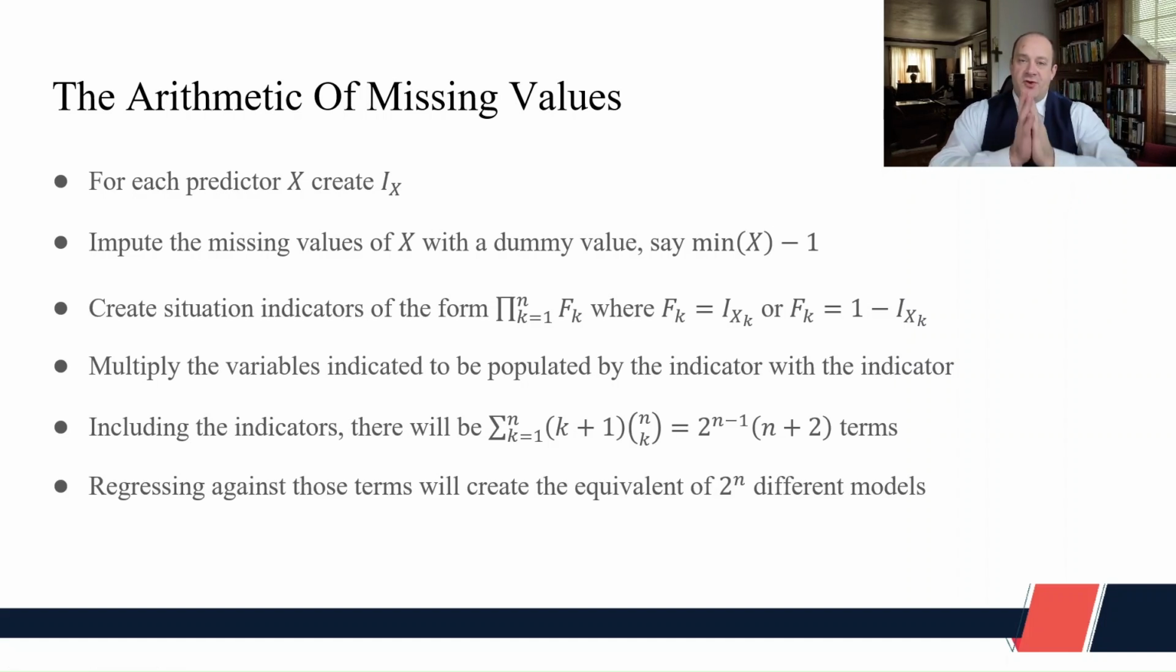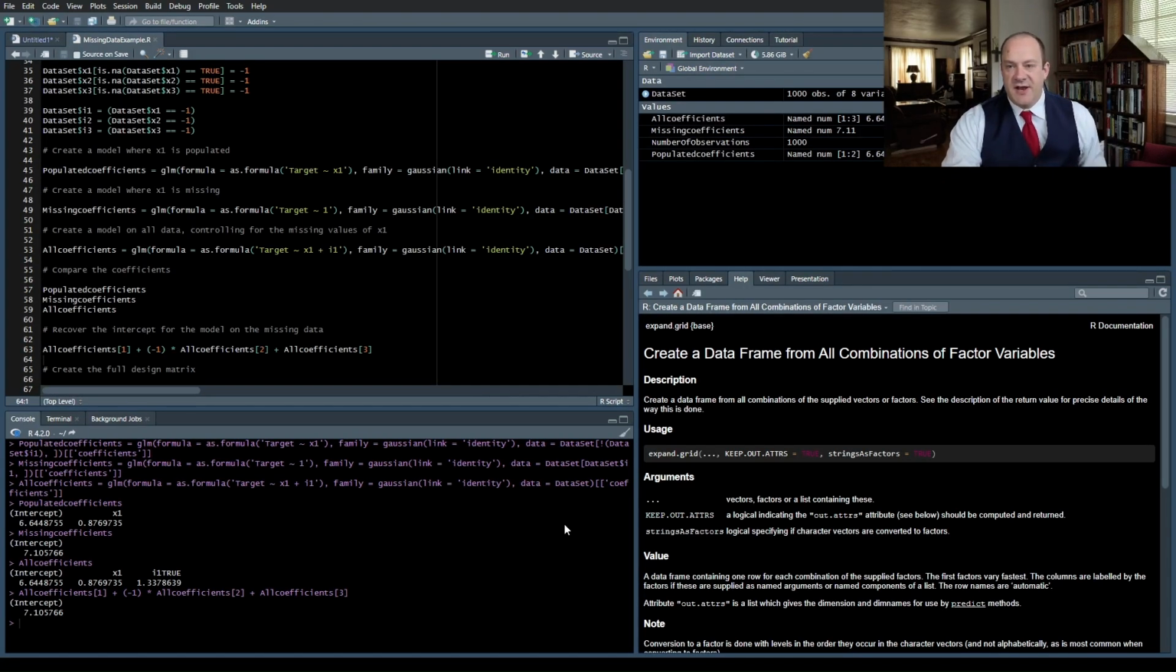And then once you've created all of those terms, each one representing a different situation, when you regress against all of them, that will be the equivalent of creating the 2 to the n different models. So, again, let's go back to our good friend, RStudio, and see how this looks in practice. So, bringing up RStudio.